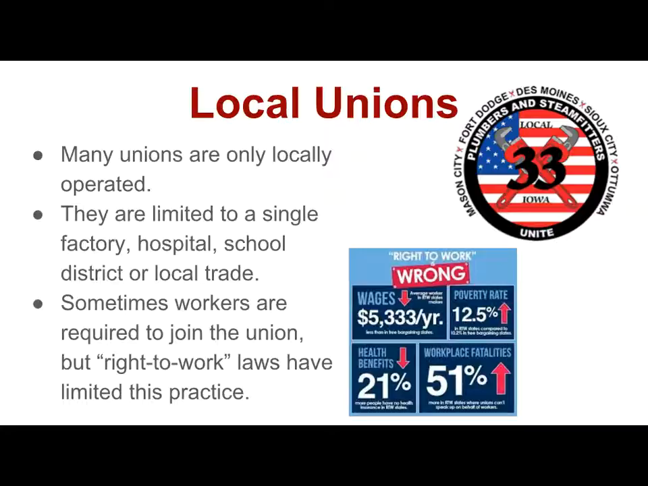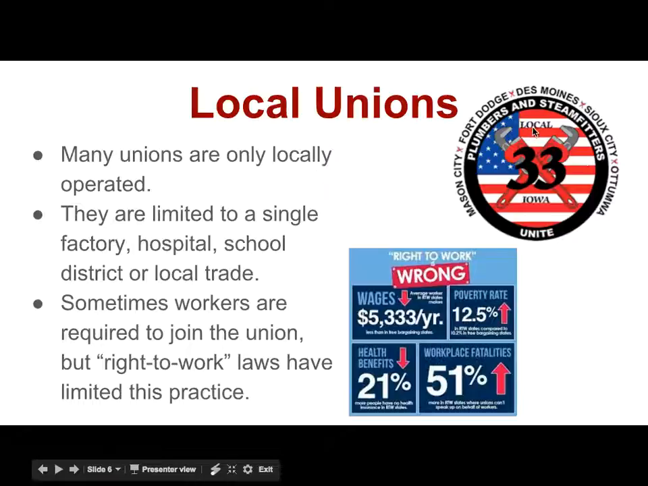All right, so division of unions. Unions exist on both a local and national level. There are many unions that are only locally operated, but there are also unions that are locally operated but part of national branches. This would be an example of a national union with local branches.